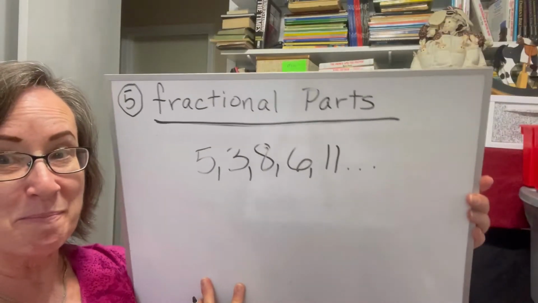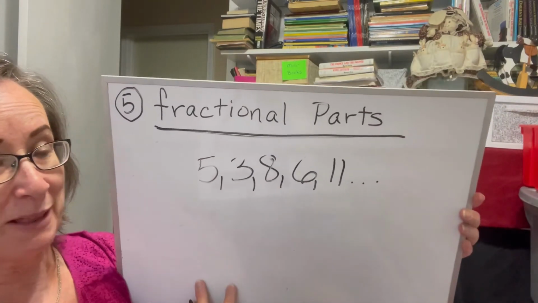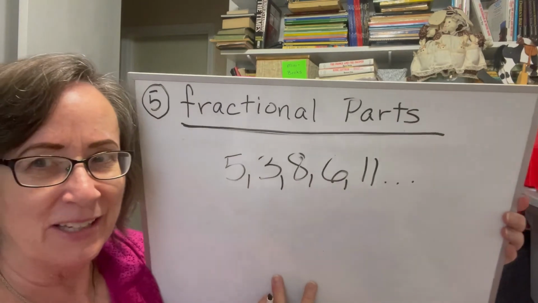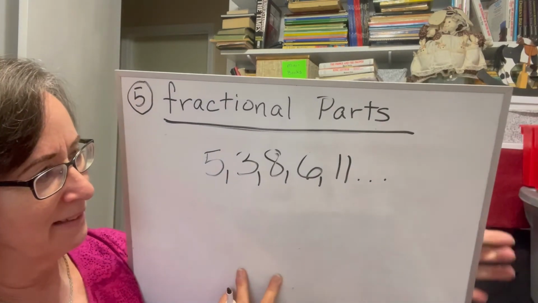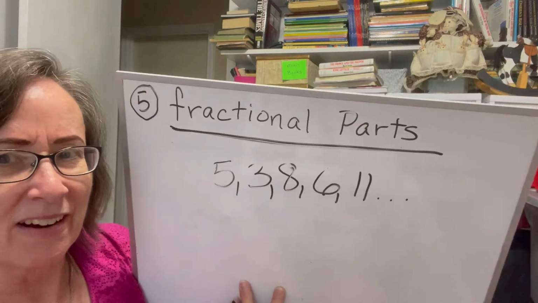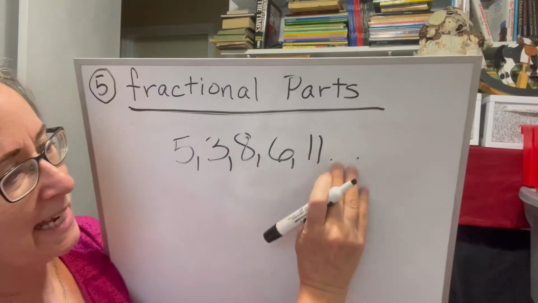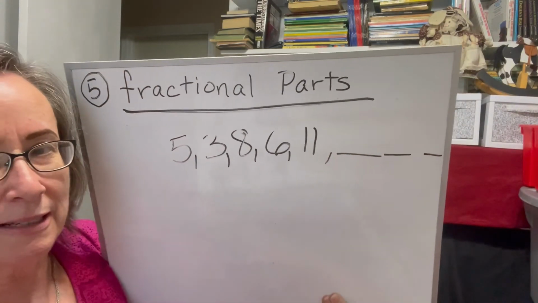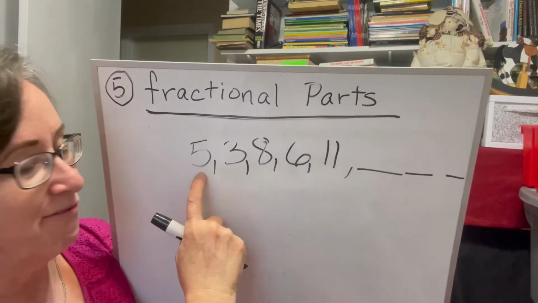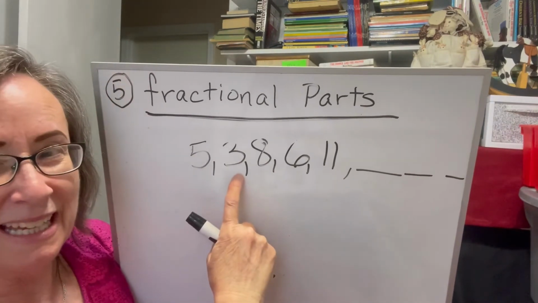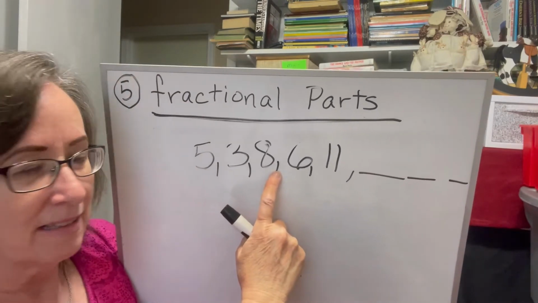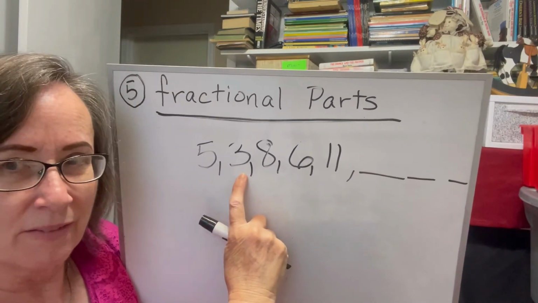Okay, let's come back to that problem we talked about at the beginning. 5, 3, 8, 6, 11. Do you see the pattern? What's going on here? Could you continue and write 3 more numbers after that? Well, I look at 5 and I say, well, 3 is 2 less than 5, but then 8 is 5 more than 3.